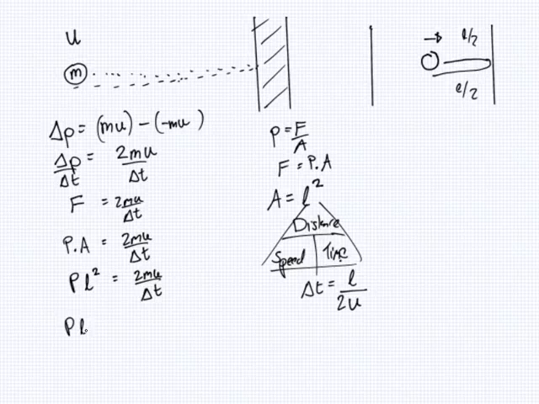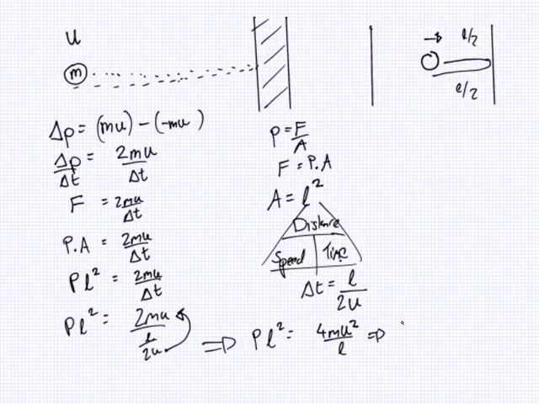So now I have PL squared equals 2mu over L over 2u. So I have PL squared equals 4mu squared over L. I just brought this 2u up to the top here. Now I can bring this L up to the right. So now I get PL cubed equals 4mu squared. Now what's L cubed? The volume. So now you get PV equals 4mu squared.